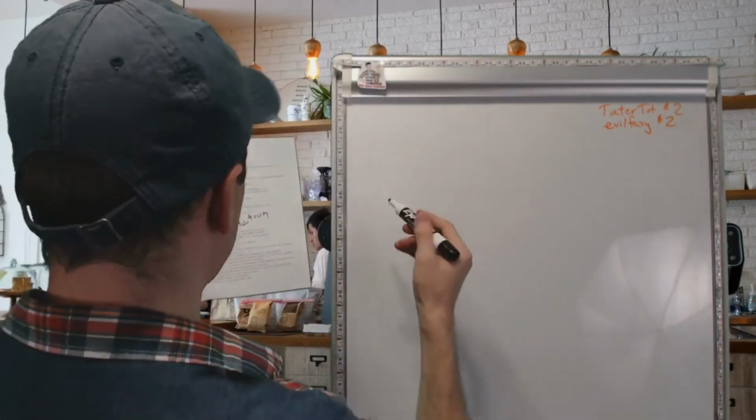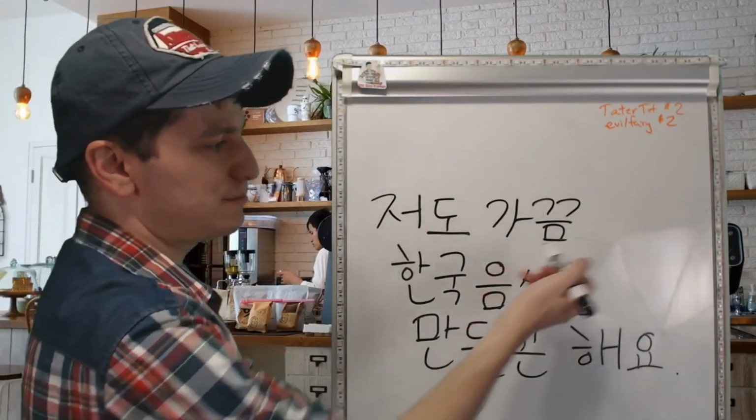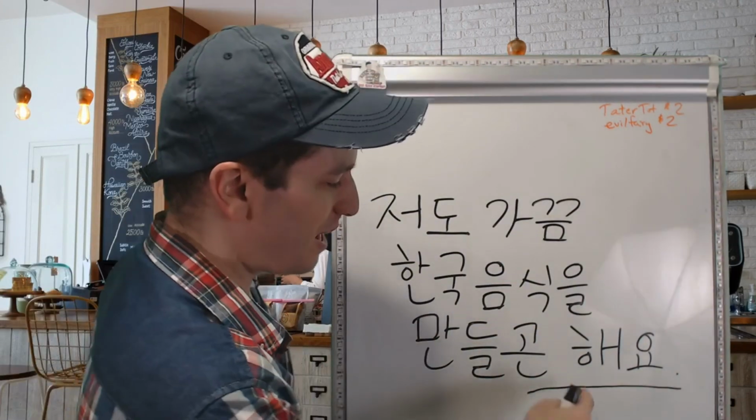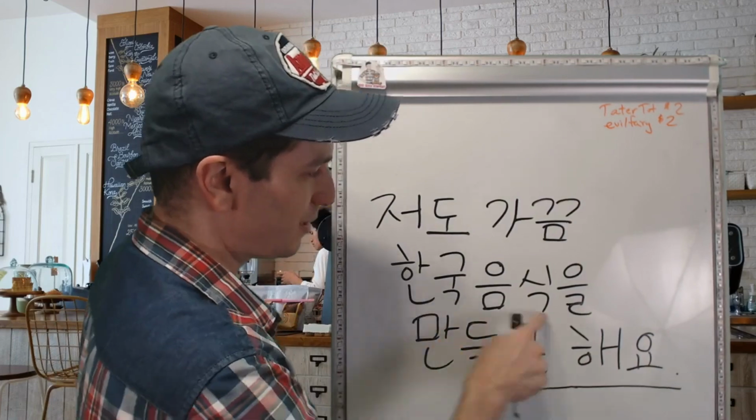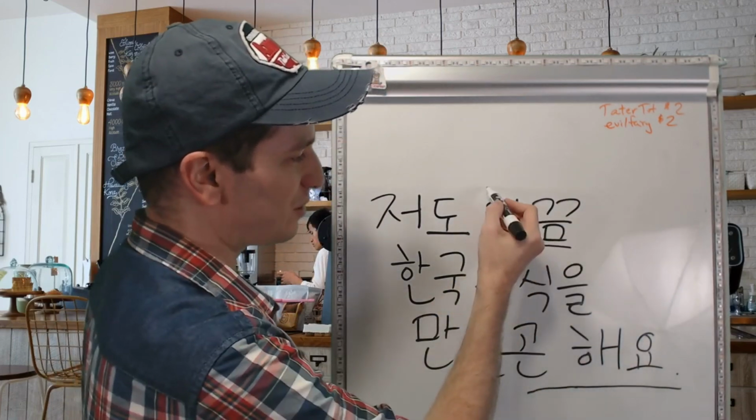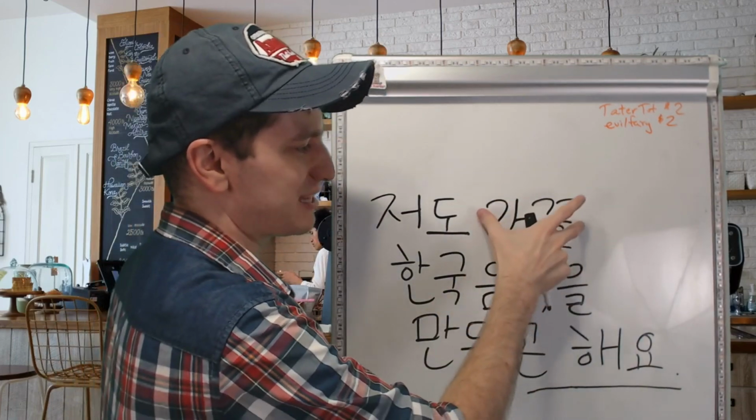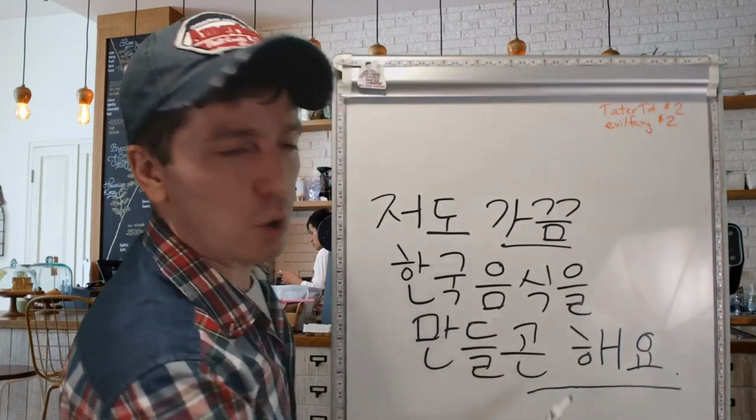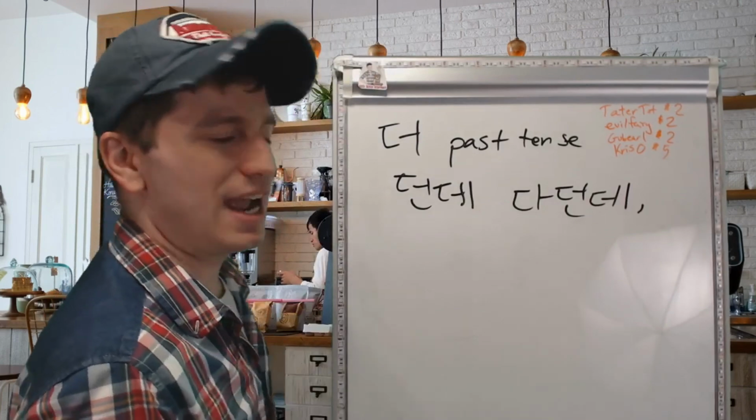You could also say something like 저도, me too, 가끔, sometimes, 한국 음식, Korean food, 만들곤 해요. But now we have I frequently do make Korean food sometimes. This is optional. You don't have to add this sort of adverb for emphasis, but it often comes together with 곤 하다 form.